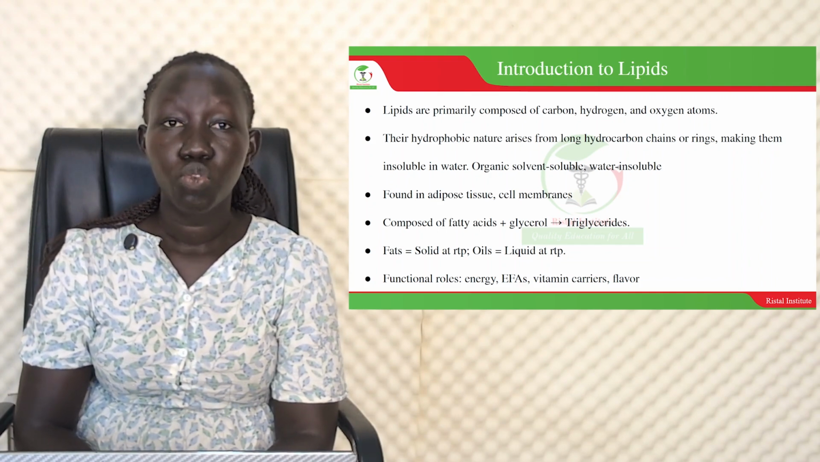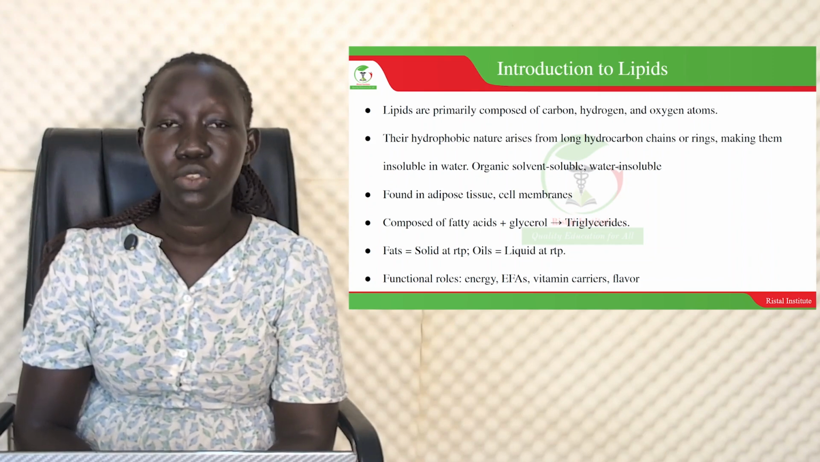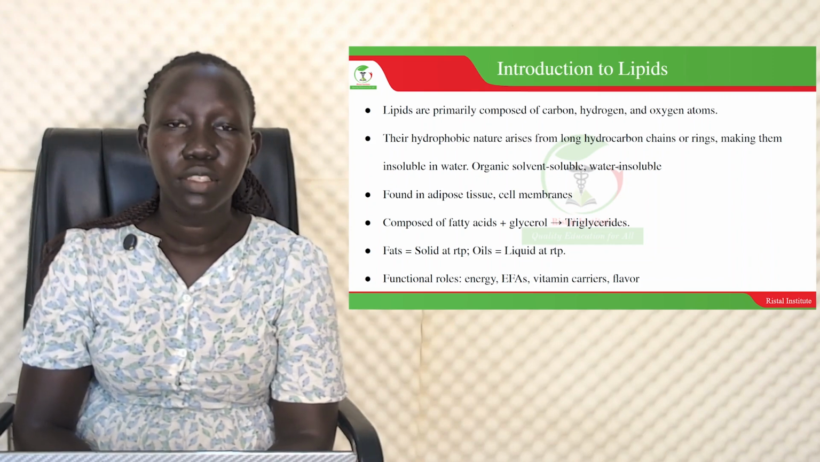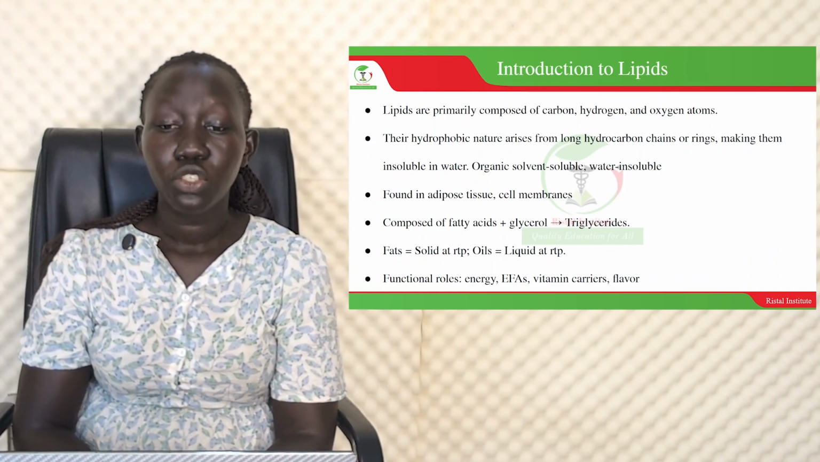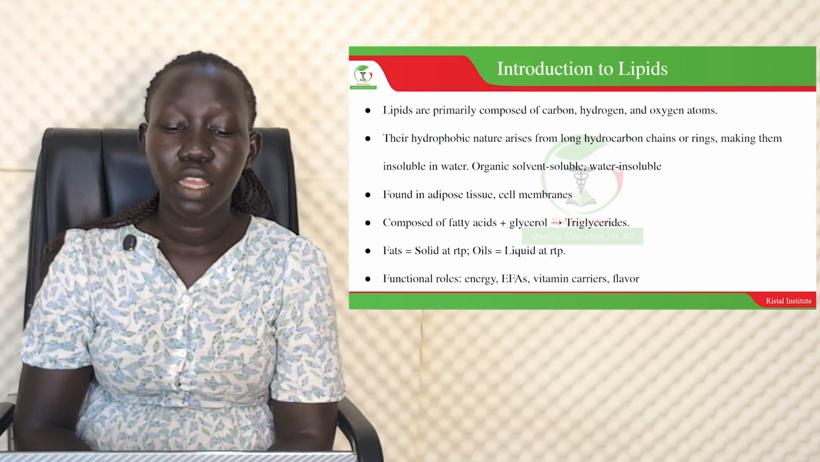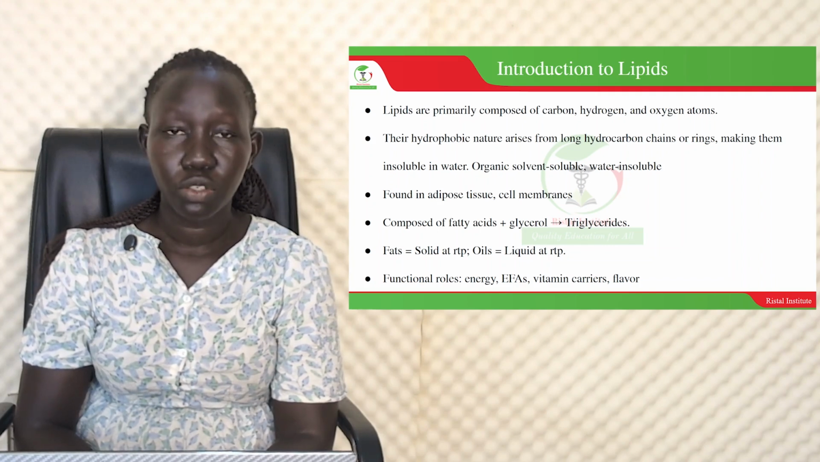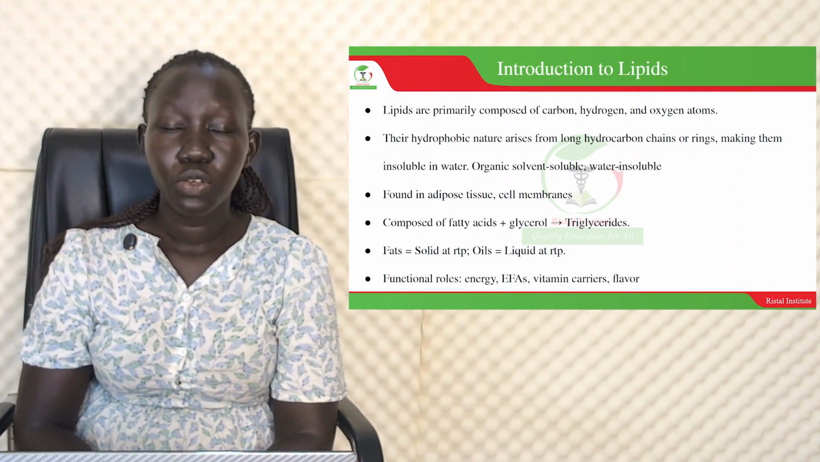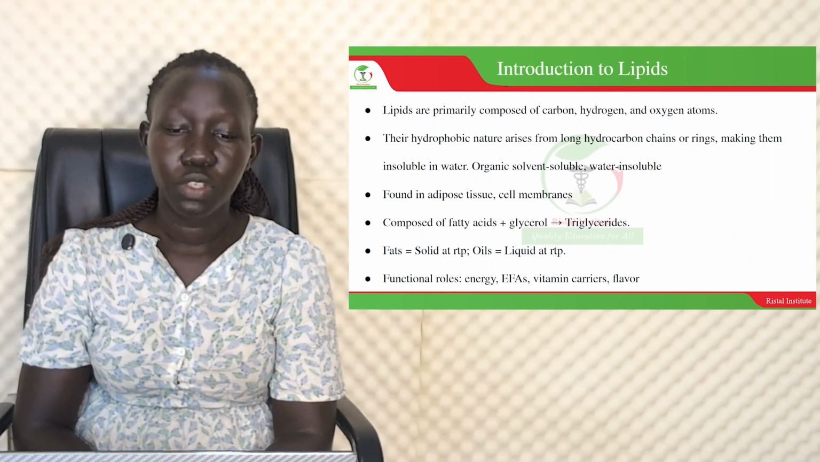Lipids can be divided into two, the fats and oils. The fats are solid at room temperature and the oils are liquid at room temperature. The functional roles of lipids include energy production and essential fatty acid production in the body. They can also work as vitamin carriers, and they also add flavor to our food.